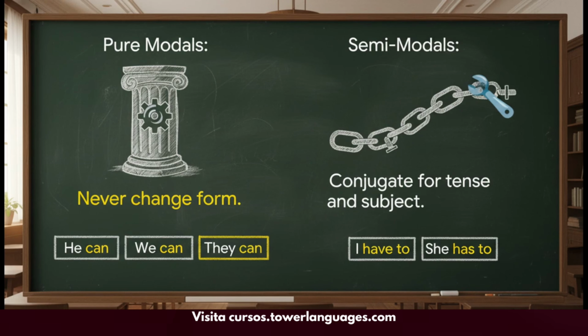First things first, as teachers, we've got to establish the core architecture here. We have two families. On the left, pure modals like can or must. Their golden rule is they never change form, ever. Then on the right, we have the more flexible semi-modals like have to or ought to, which do conjugate and often need that little word "to" before the main verb. A super common student error is mixing these two rules up.